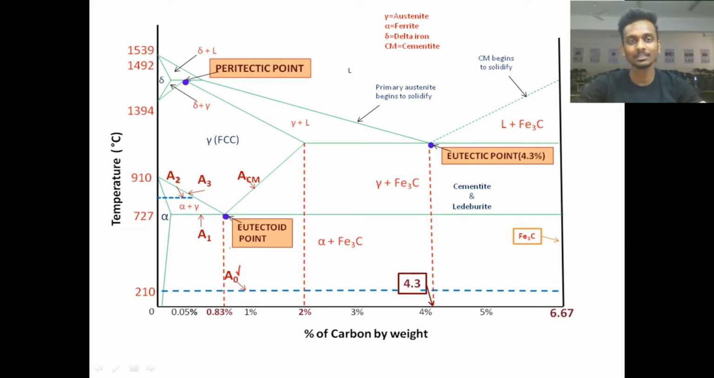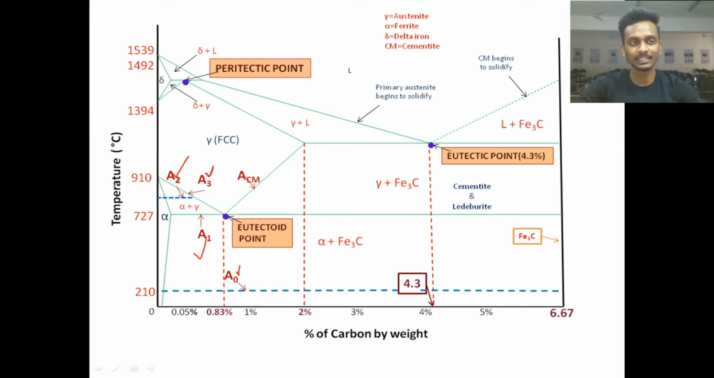Second, A1, that is lower critical temperature. It remains at 727 degrees Celsius. It denotes the temperature above which on heating pearlite gets transformed into soft austenite. It is also called eutectoid temperature. Third, A2, that is Curie temperature for ferrite. It remains at 768 degrees Celsius. It is the temperature above which on heating the ferrite loses its magnetism, that is, it becomes paramagnetic.